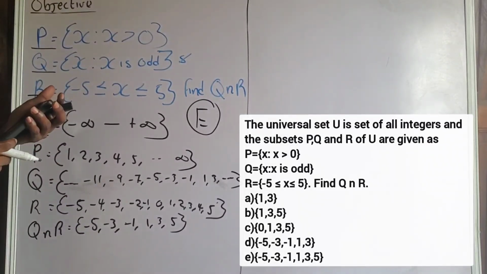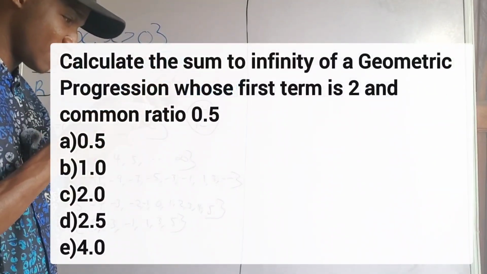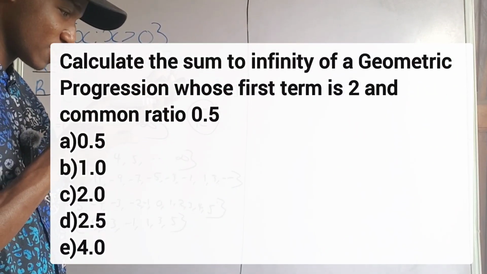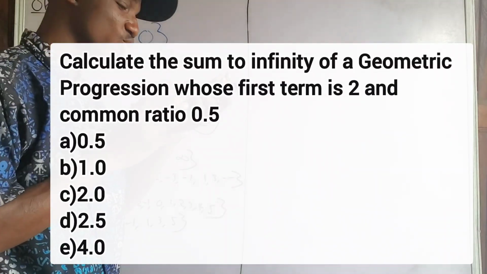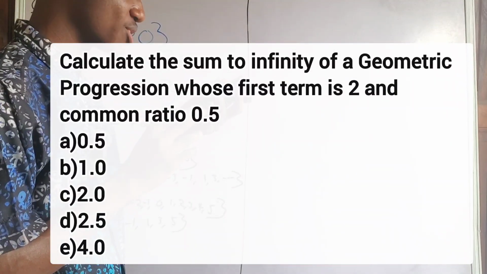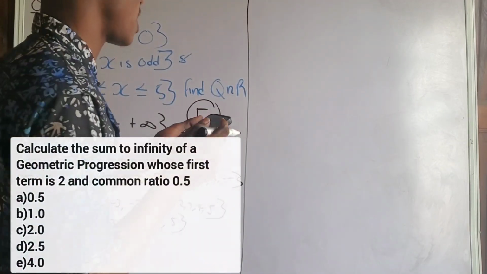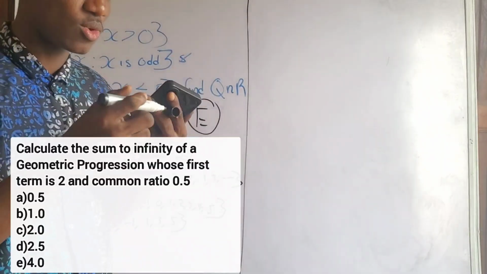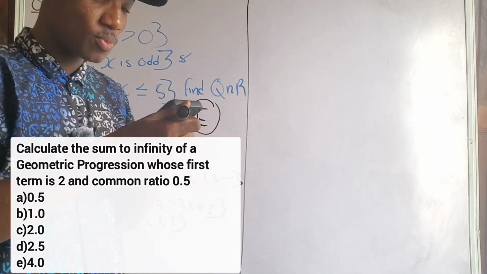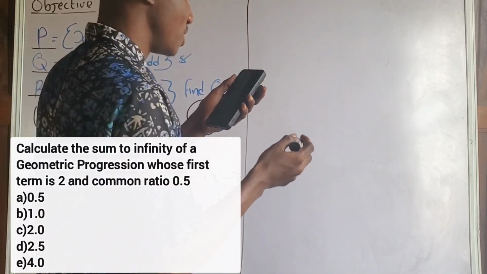Now, let's look at the next question. Calculate the sum to infinity of a geometric progression whose first term is 2 and the common ratio is 0.5. A, 0.5. B, 1.0. C, 2.0. D, 2.5. E, 4.0.